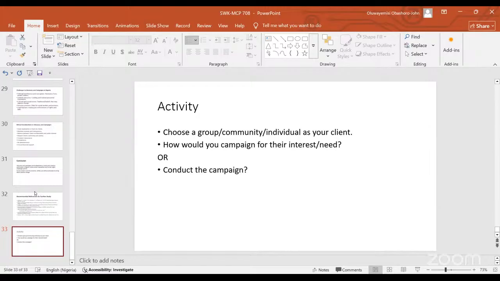Maybe they don't have working aids and all those ones. So we serve as an intermediary. We take their interest to the state government, our governor, through the Honorable Commissioner of the Ministry of Women Affairs. And those needs that we looked into, maybe a budget will be made and approved for them to be supplied the working aids and all those chairs that they need.